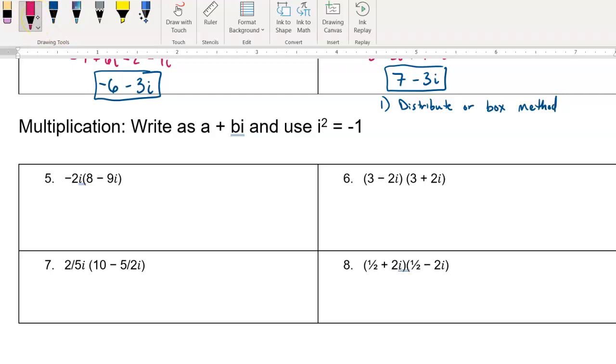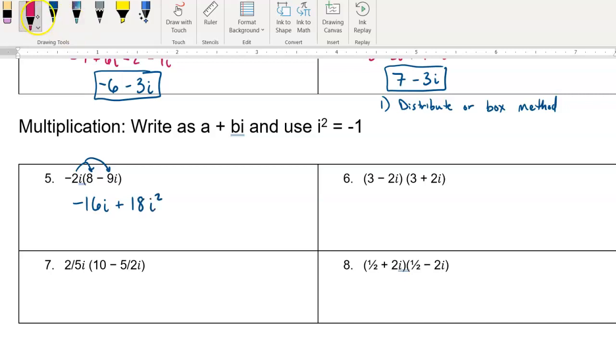So let's look at how we would do this first one. So we distribute. We have negative 2i, so that's just easy enough to distribute. So negative 2i times 8 would be negative 16i. And negative 2i times a negative, so a negative times a negative is a positive, 2i times 9i would be 18i squared.